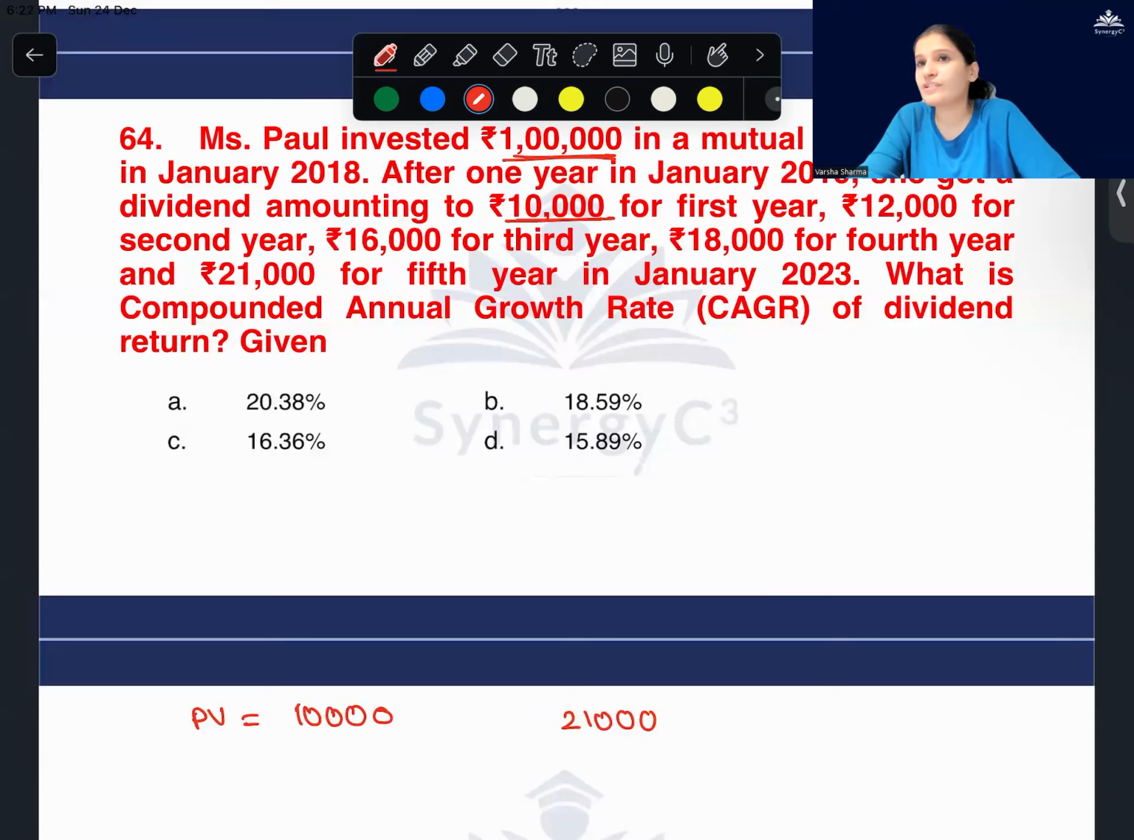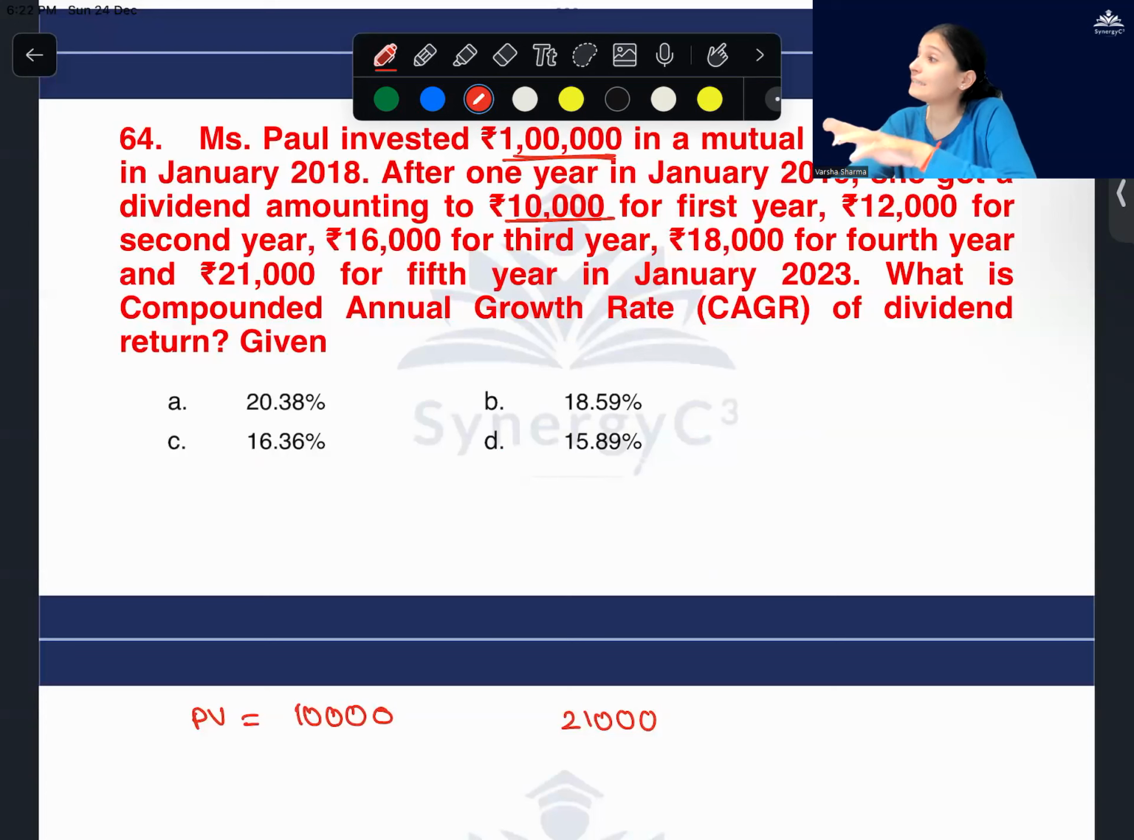10. Then what was your second value? 12. Then 16. Then 18. Then 21. So this 10 to 21 growth came in how many years? From 4 years. For the first year, you had 10,000. Then you increase it, 1 year 12, 1 more year 16, 1 more year 18, and 1 more year 21. So that is a total of 4 years. How much you invested is not even my question. What is my growth rate?